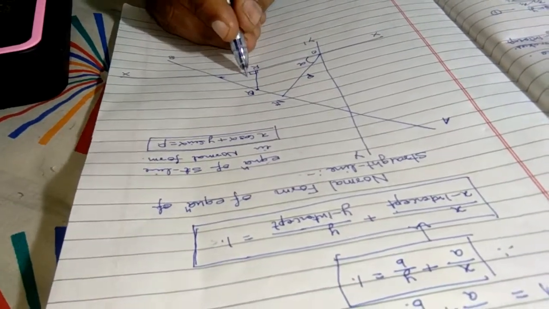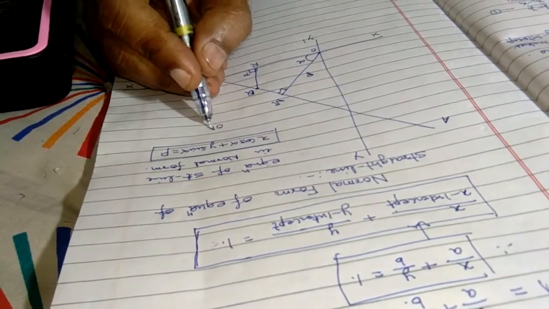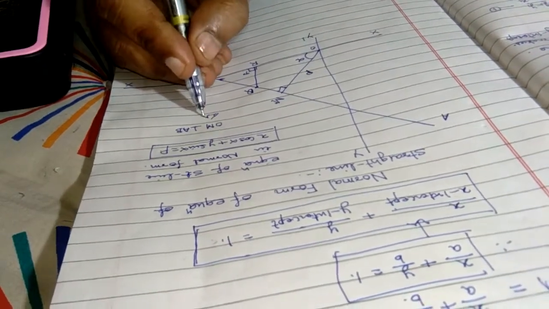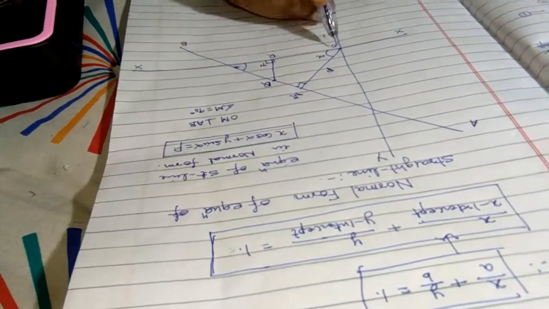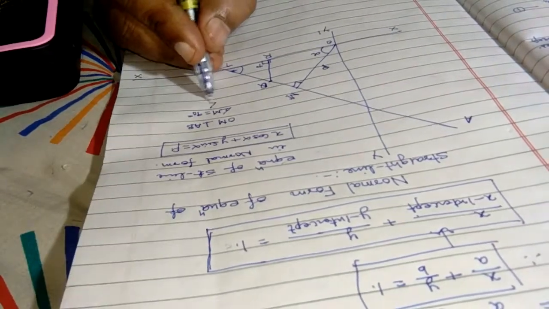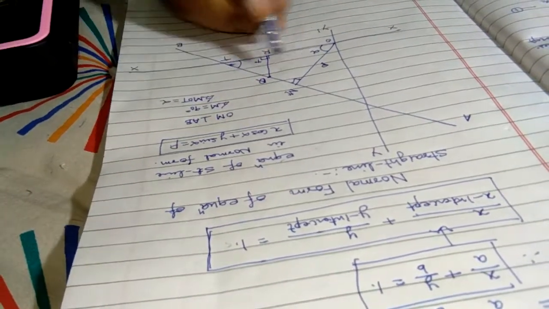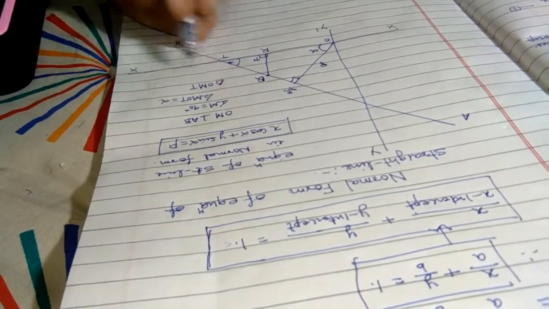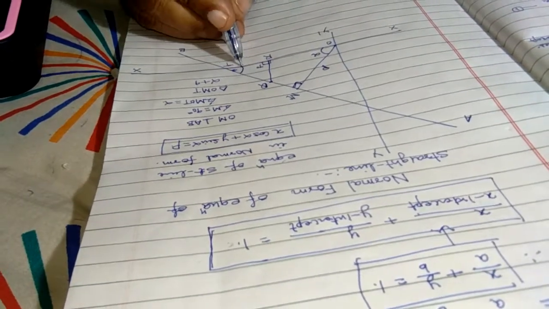So what will happen, you see that, as you know OM is perpendicular to AB, therefore angle M is equal to 90 degrees. It is quite clear. And now suppose this point is T, so we have taken angle MOT is equal to alpha. So in triangle OMT, we have alpha plus 90 degrees, M is 90 degrees, and this angle we don't know.